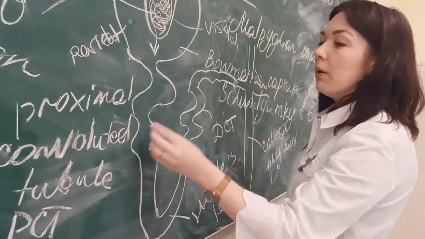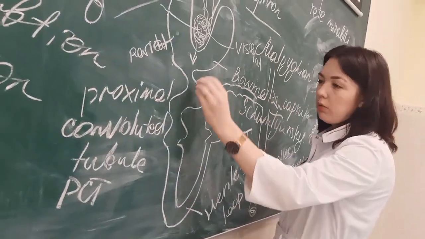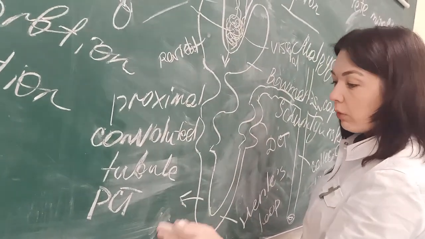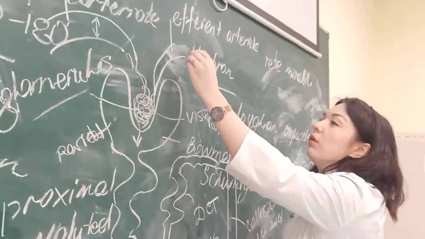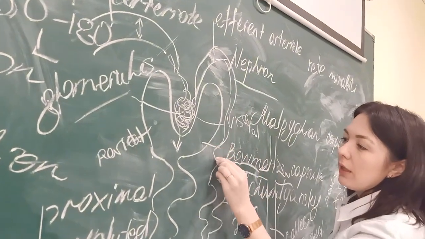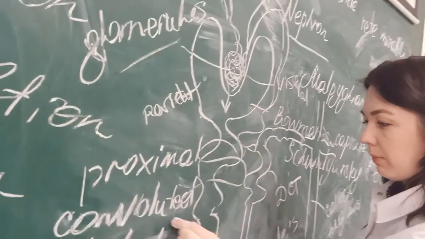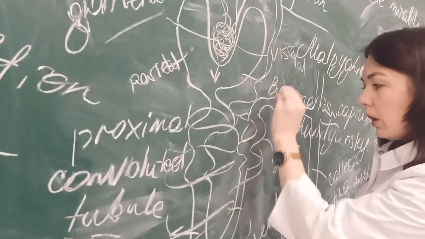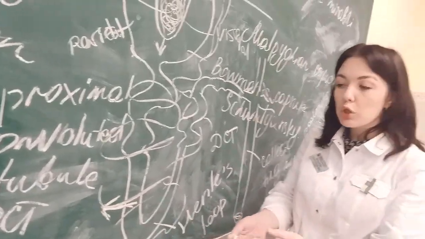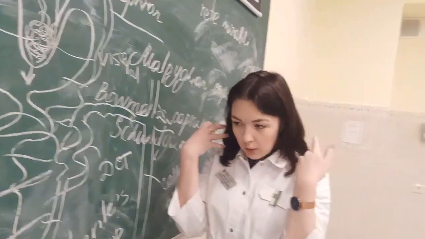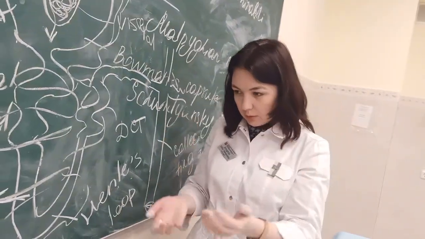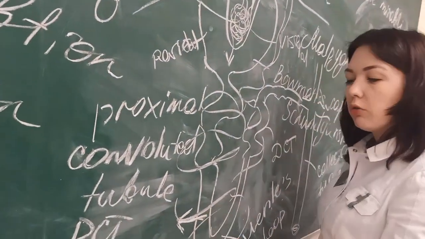So reabsorption takes place in this system of tubules. Why is it reabsorbed? Because the efferent arteriole goes to these tubules and again forms capillaries. And in these capillaries, reabsorption occurs. Reabsorption means taking back. So what is reabsorbed?